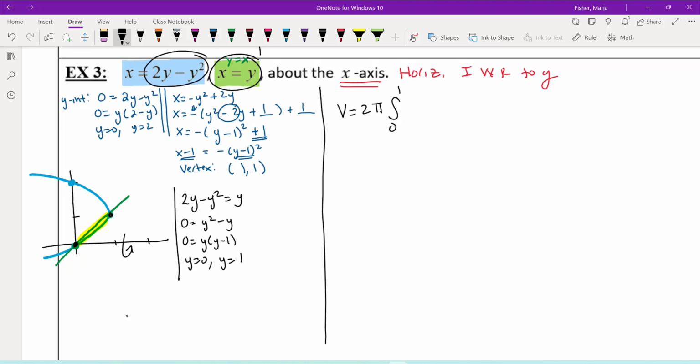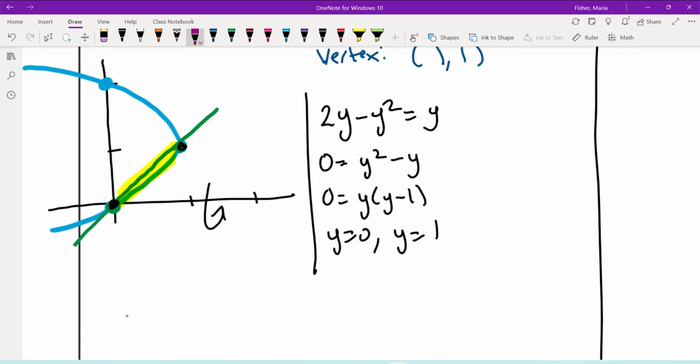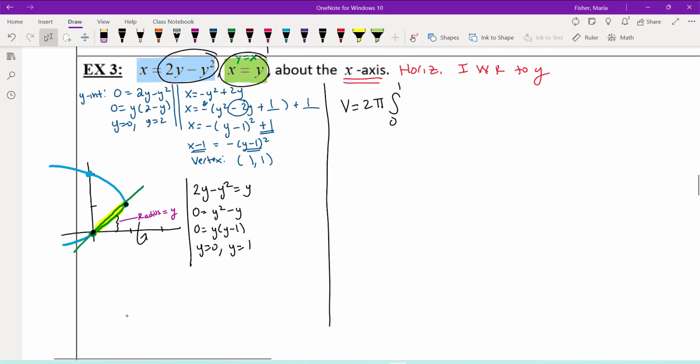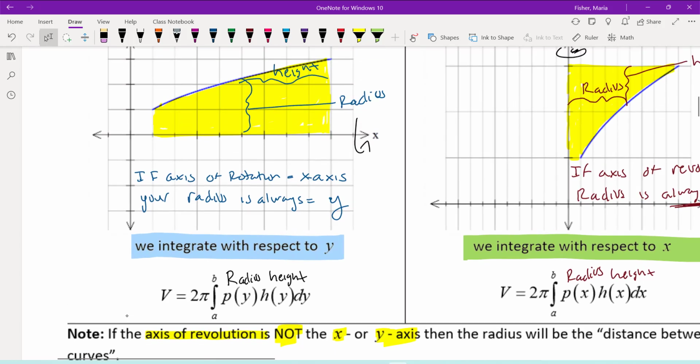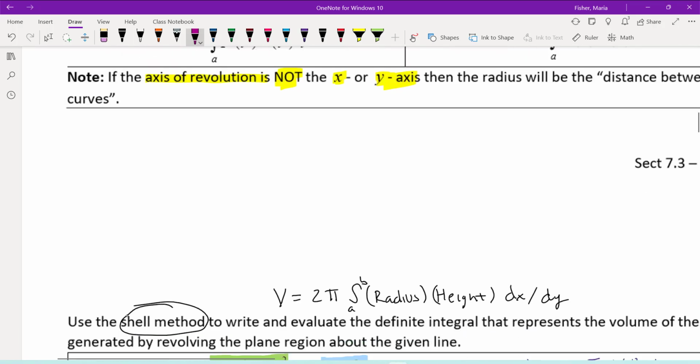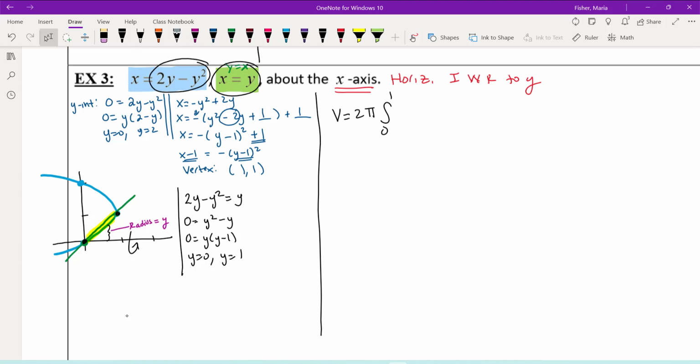Now I need a radius and a height. So your radius is always perpendicular to your axis of rotation. So my radius is going to be this guy right here. This is my radius. Well, that's just a y movement, right? To get up there, I moved y units, so my radius here is just y. Recall, like I said on the very first page, if your axis of rotation is just the x-axis, then your radius is always just going to be y. Since the axis of rotation here is the x-axis, my radius is going to be y.